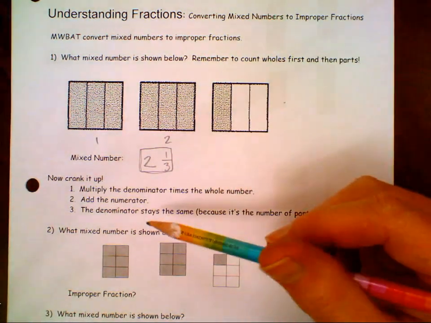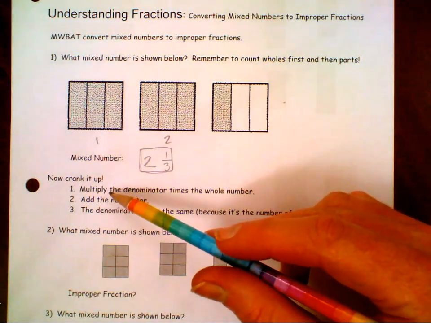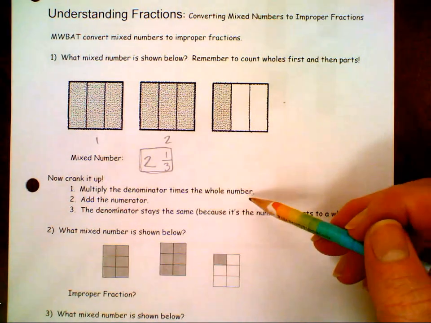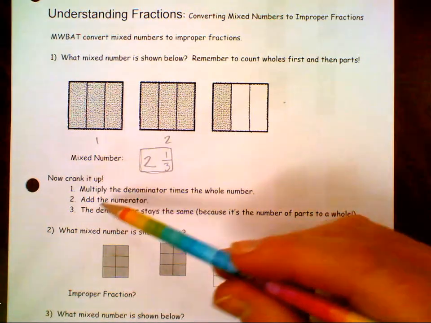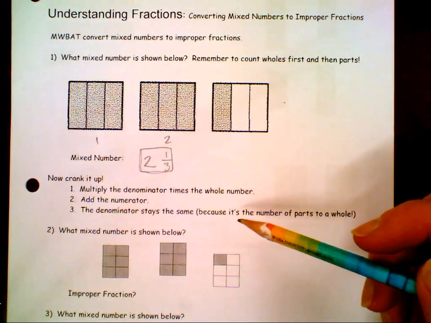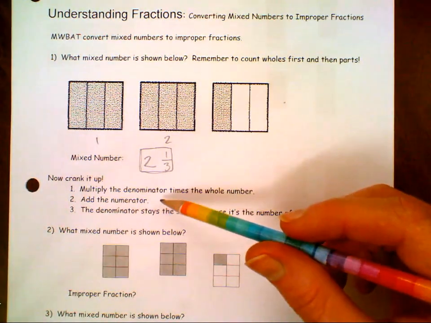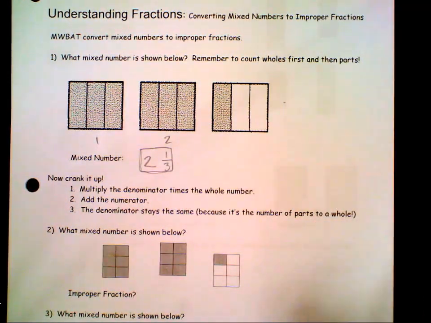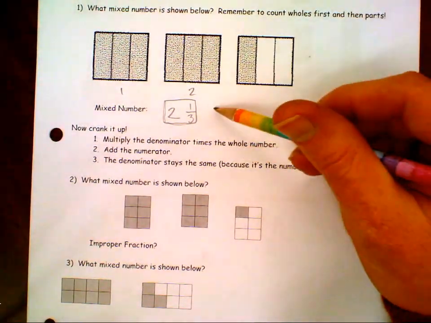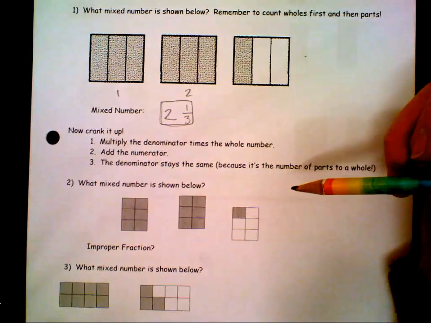Then it tells us, now crank it up. Multiply the denominator times the whole number. Add the numerator. The denominator stays the same because it's the number of parts to a whole. What I'm going to do now, using these steps, I'm first going to write my improper fraction here just because it's good practice.